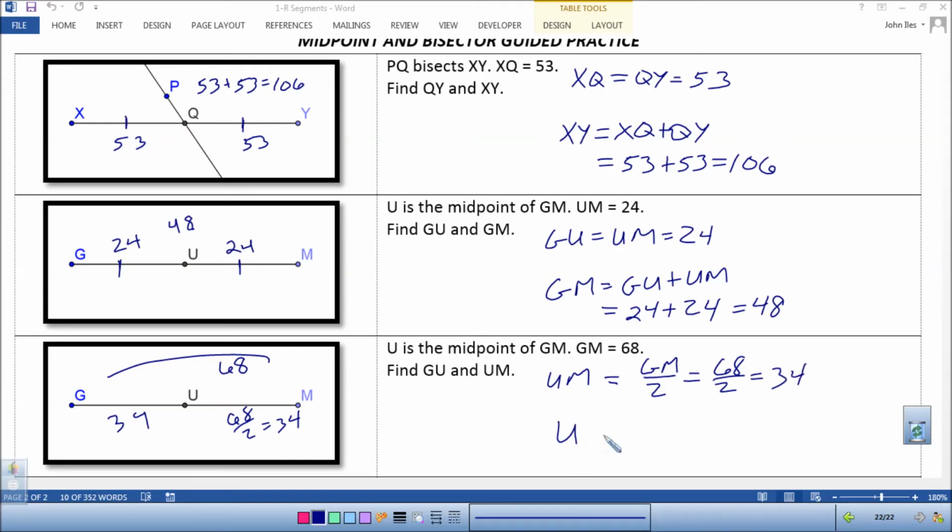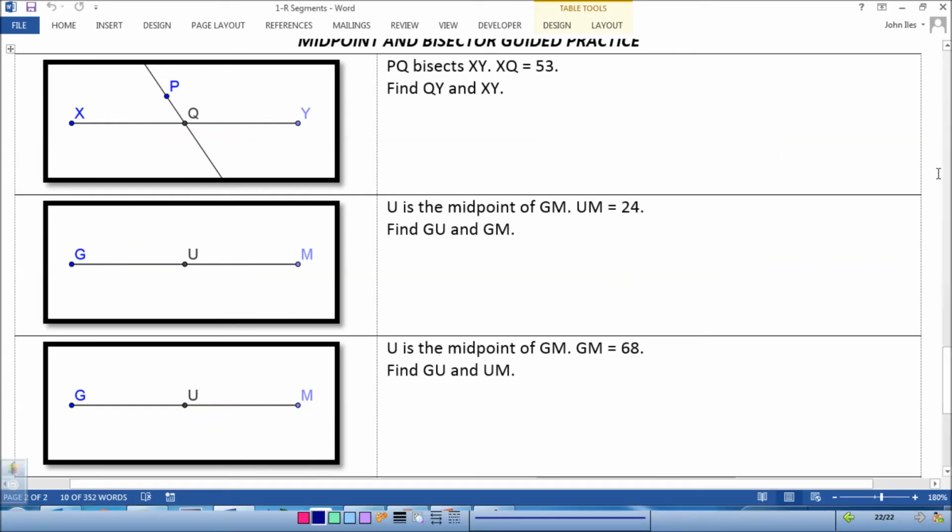Then UM is equal to GU. Sorry, my pen just started acting up on me. GU, which is equal to 34. Oh, it's back now. All right. So there you go. One last problem.